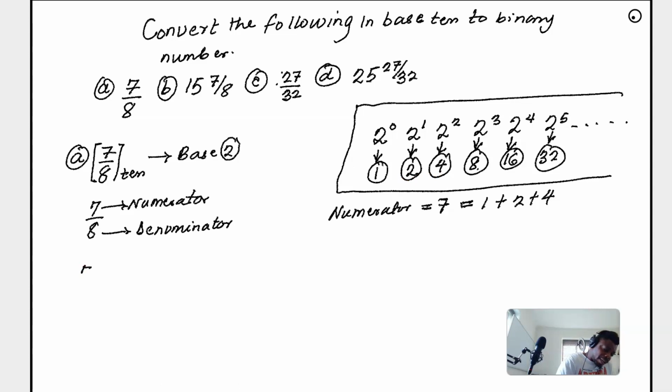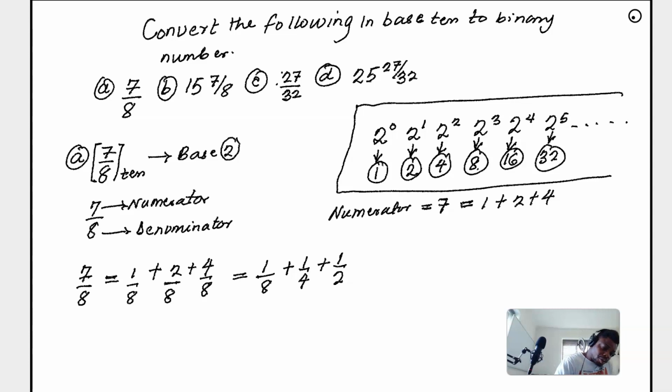So now, we come back here. 7 over 8 is equal to, what is 7? 7 is 1 plus 2 plus 4. Just put the denominator there. Okay? Put the denominator there. Right. Now, another thing is 1 over 8, plus 2 divided by 8, that is 1 over 4, plus 4 divided by 8, that is 1 over 2. Right? Good.